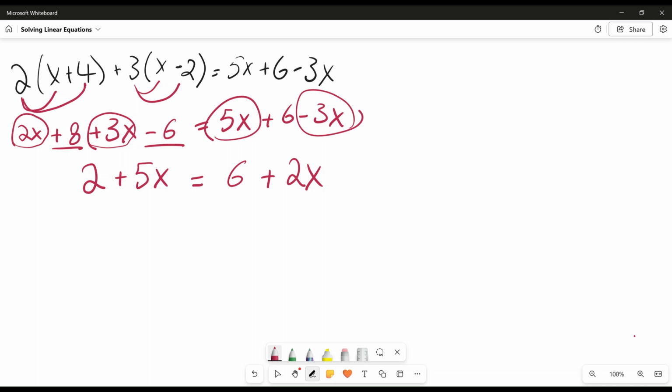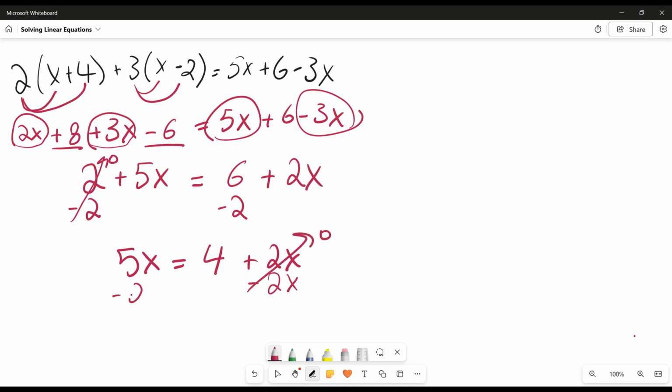Okay, now I simplified both sides of the equation. I am going to start moving things around. So I'm going to subtract 2 from both sides because the opposite of positive 2 is a negative 2. So this will be 0. We'll get 5x equal to 4 plus 2x. Now I'm going to move this 2x to the left side, so the opposite of a positive is a negative 2x. Makes this 0, and again, whatever you do on one side, do on the other side. So here I'll get 3x equal 4.